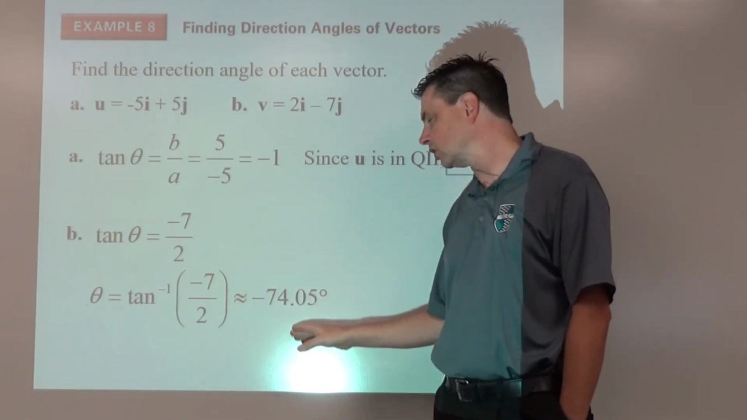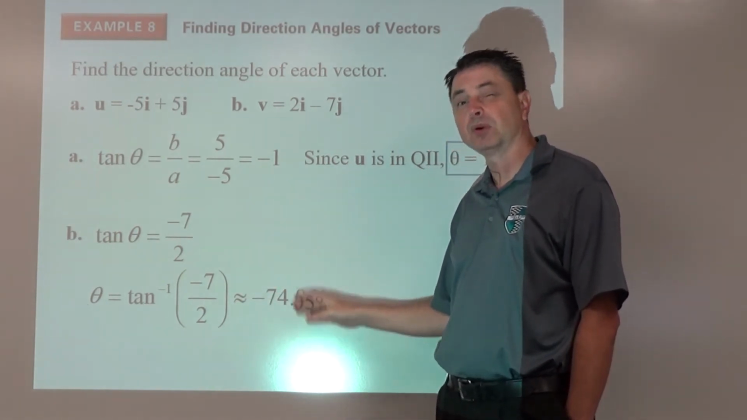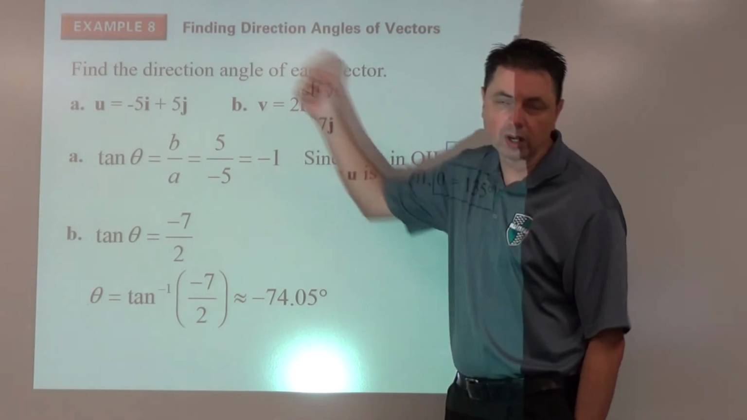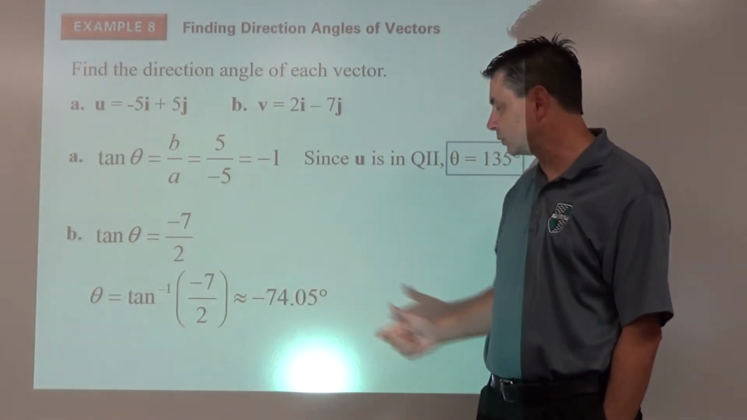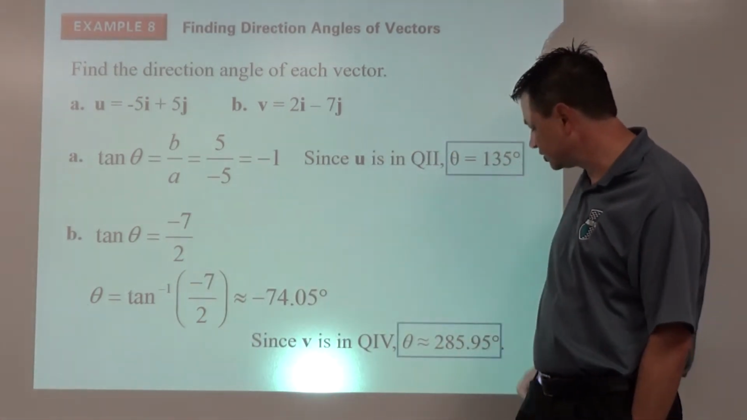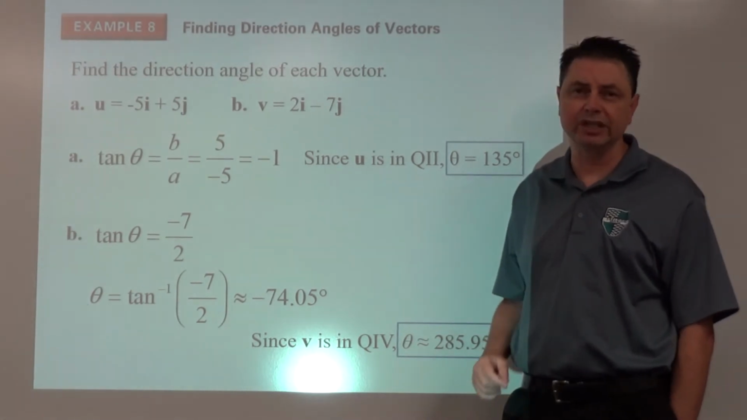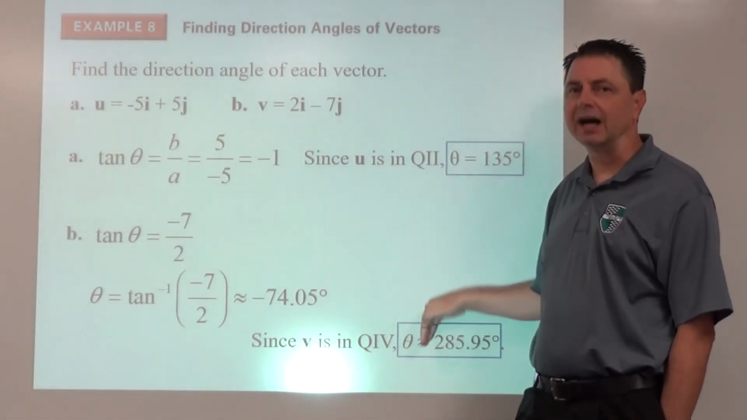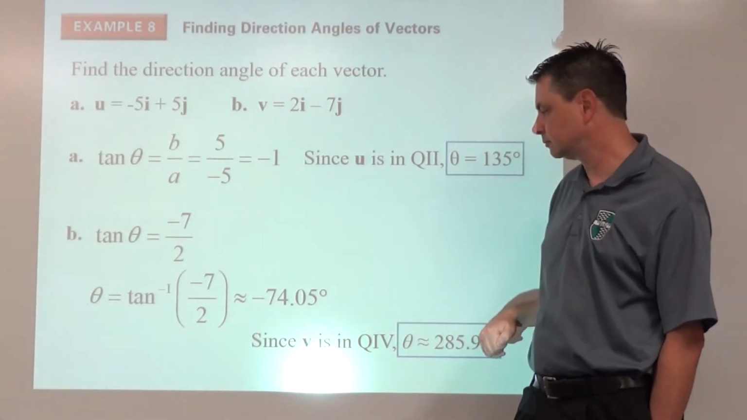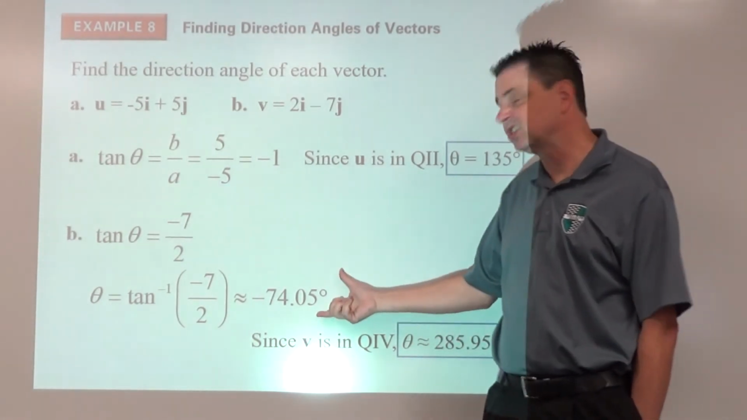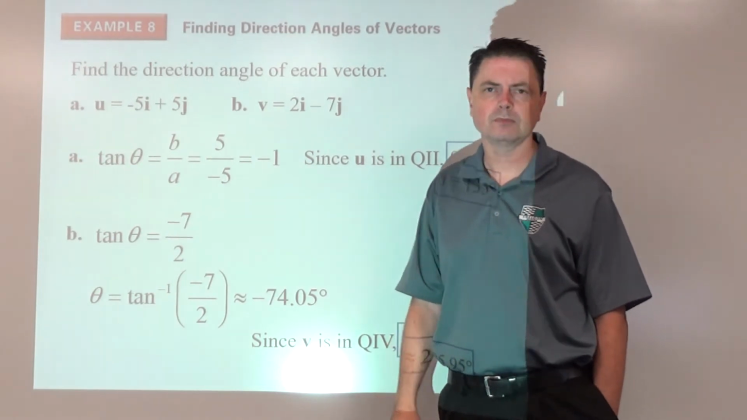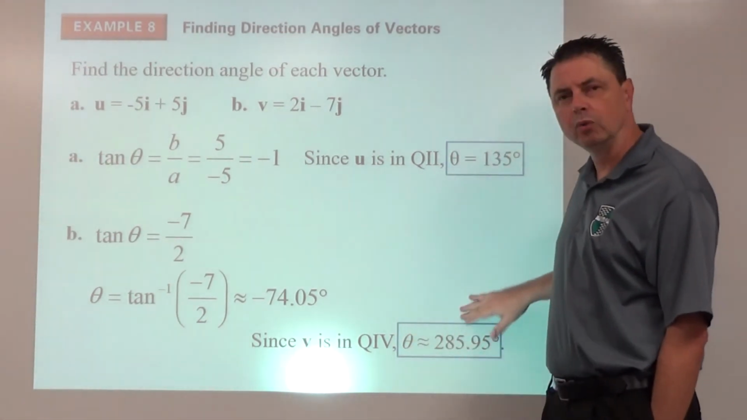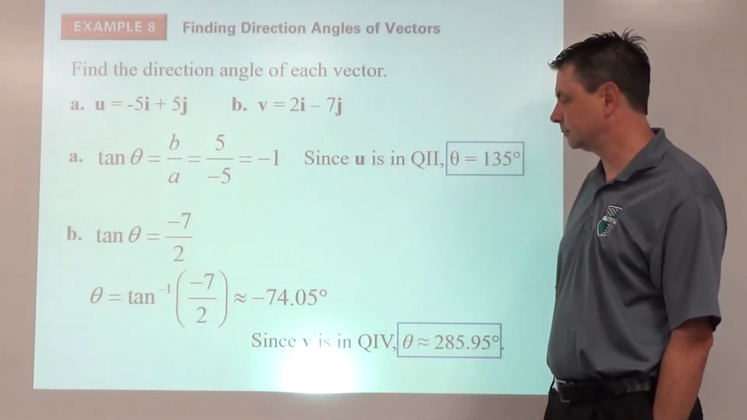So since we're in the correct quadrant, but we want a positive answer, let's go one more rotation around and add 360 to that. We could say it's 285.95 degrees if it's specified that it needs to be positive within one rotation. Without that, this is not a bad answer, but this is usually a little bit more universally accepted.